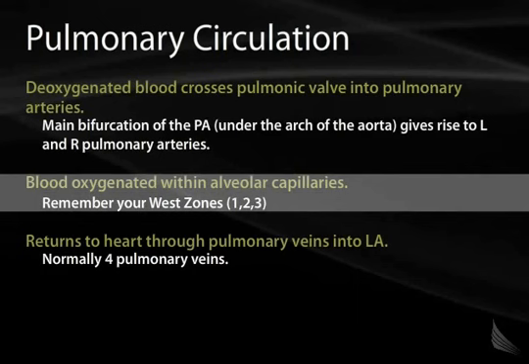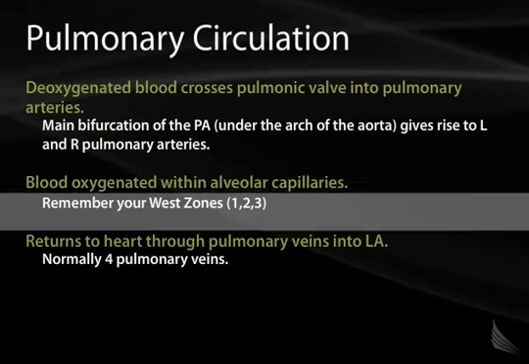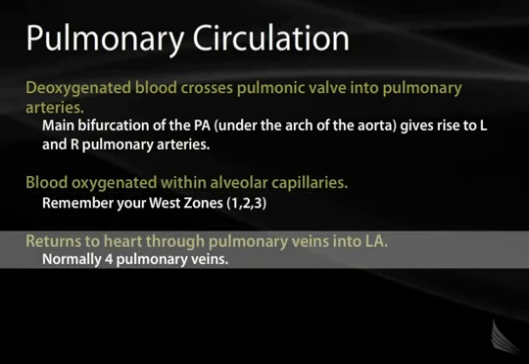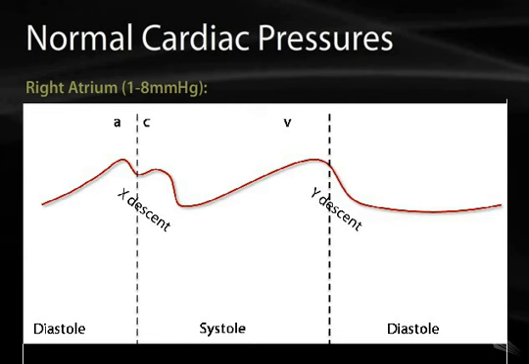Alveolar capillaries at the bottom of the lung, or the inferior side of the lung, make up west zone 3. This portion of the lung is very heavily perfused. The alveolar capillaries at the top of the lung, if the patient's standing, would be in west zone 1 and would be less likely to be perfused. After the blood is oxygenated, it returns to the heart through the pulmonary veins. A normal patient has 4 pulmonary veins that all enter the left atrium.